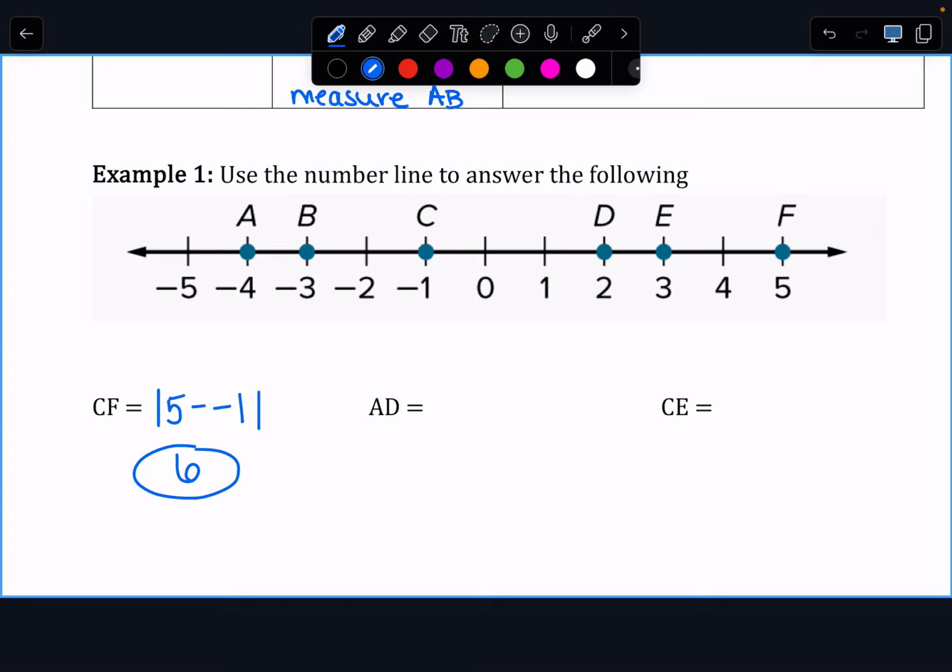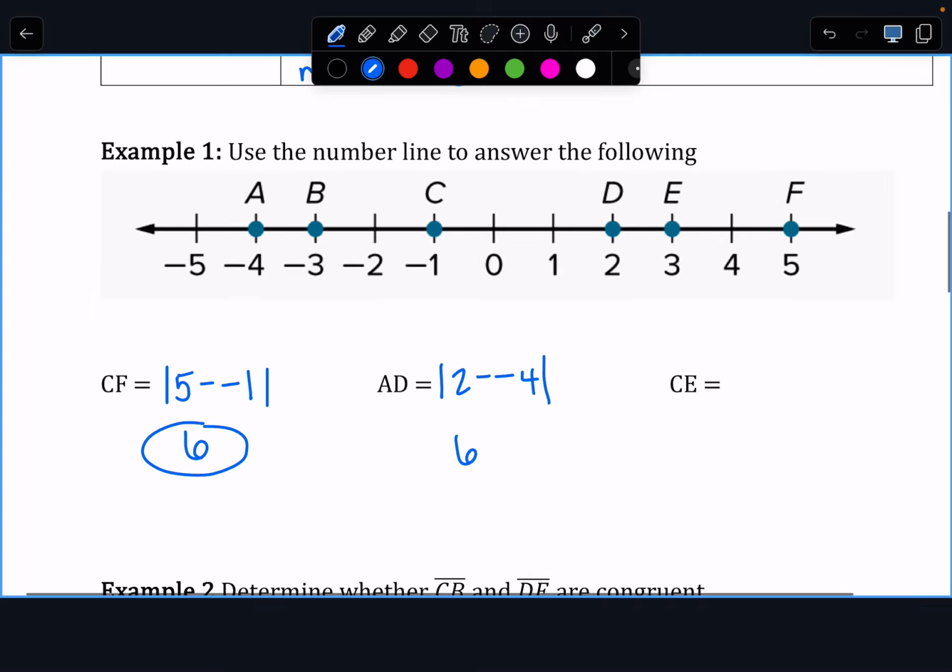All right. What is the measurement of AD? Oh, it's also 6? Yeah. Because we would take 2 minus negative 4. So the distance between C and F is the same as the distance between A and D. So if we wanted to, we could say, oh, hey, CF is congruent to AD.